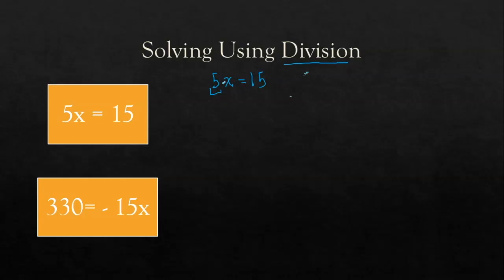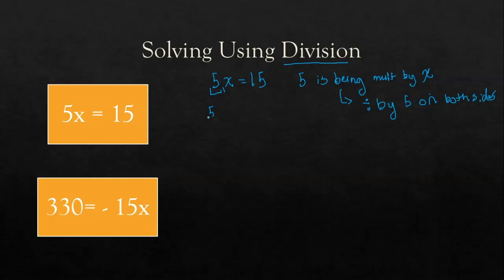So we know when things are just touching like this, there's no addition, no subtraction in the middle. Sometimes there's brackets around, but in this case, there's not. But because they're side by side, we can say that 5 is being multiplied by x. And I know that the opposite of multiplication is division, so I'm going to divide by 5 on both sides.